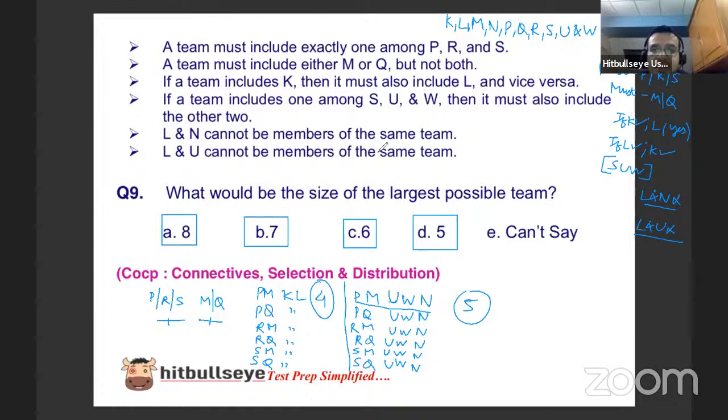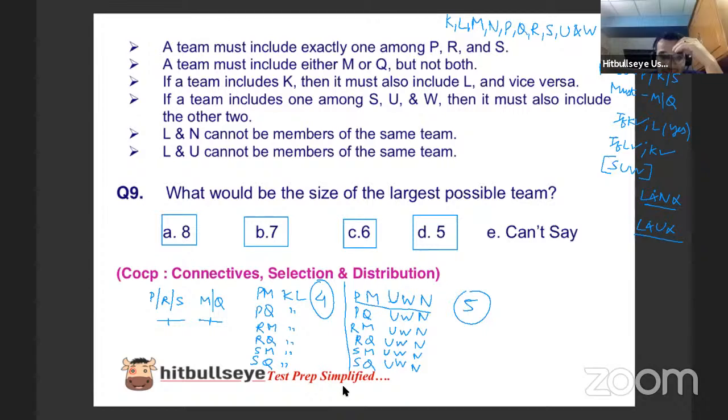The point is, if it is saying that if one of the 3 SUW is coming, then all the 3 should come together, right? It should include the other 2 also. So now if I'm saying I've taken P, then S should not come. I mean, then it is a problem. Yes, I agree. I was just trying to generalize it.